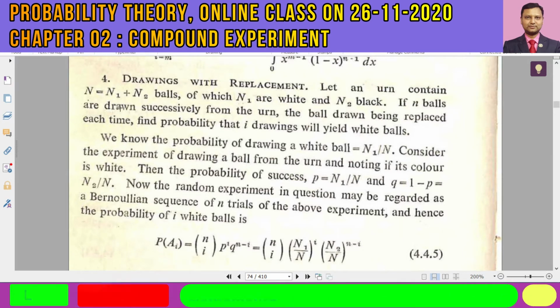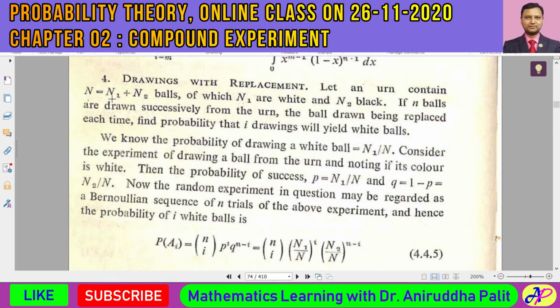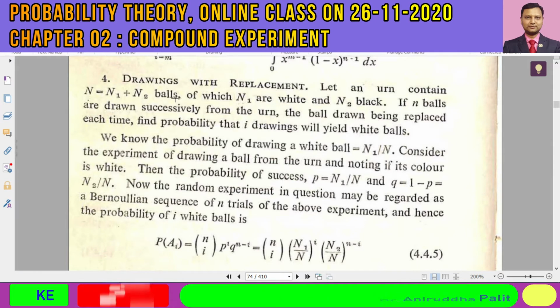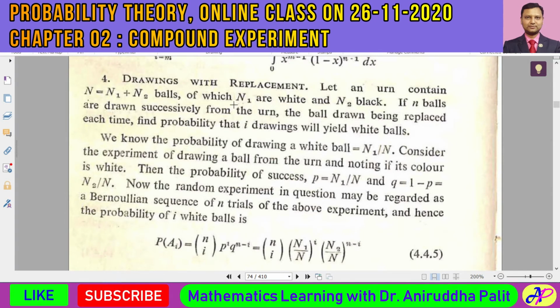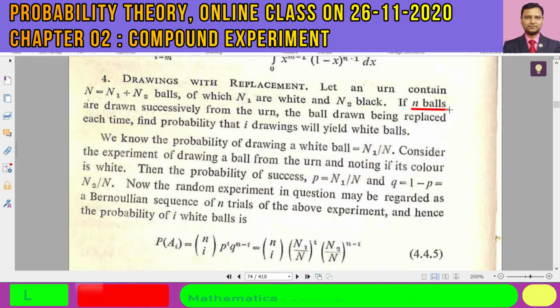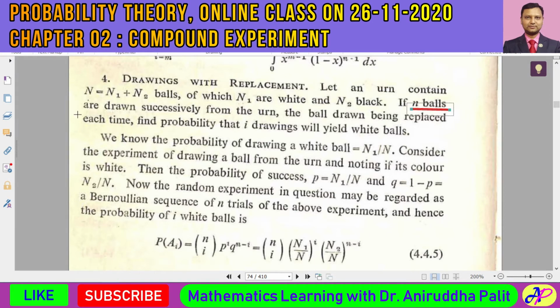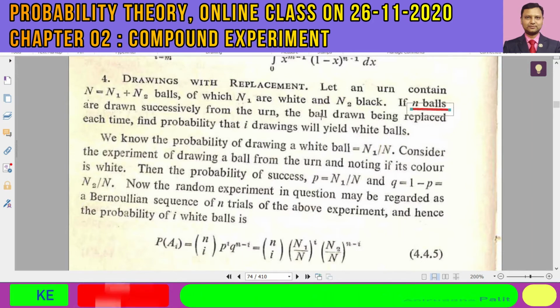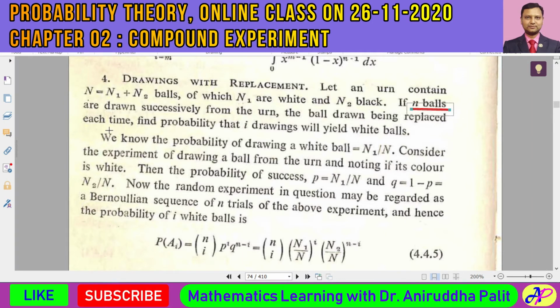Let an urn contain capital N, that is equal to N1 plus N2, number of balls, of which N1 are white and N2 are black balls. So N2 number of black balls and N1 number of white balls are there. Now, if n balls, small n number of balls, are successively drawn from the urn, the ball being replaced each time.